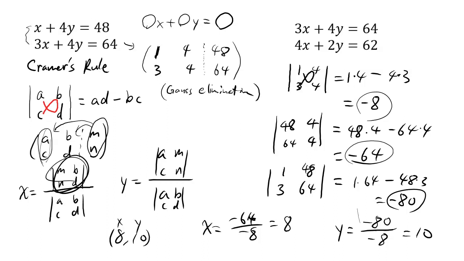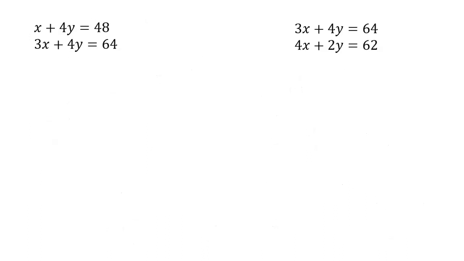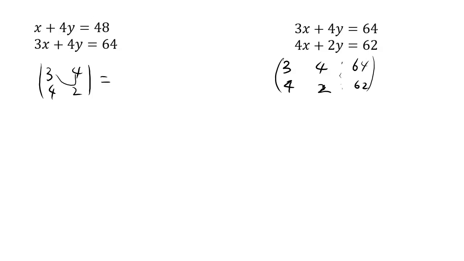Alright, so let's try the second one, see if it gets any easier. So what do you do again? You put 3, 4, 4, 2 as your coefficients of the left side, and there's a 64 and 62 for the other side, the constant terms. So we need first the 3, 4, 4, 2's determinant, which is 3 times 2 is 6, 4 times 4 is 16. You subtract them, you get negative 10.